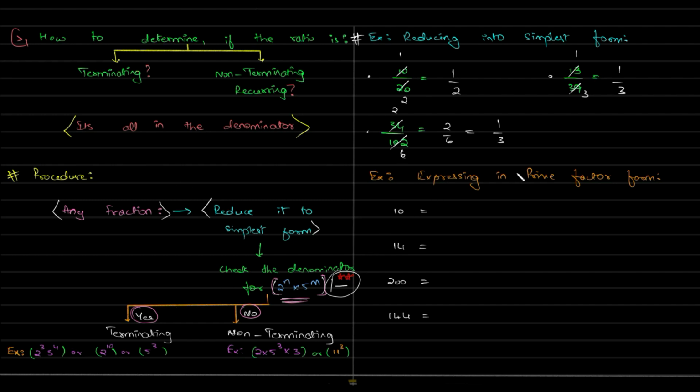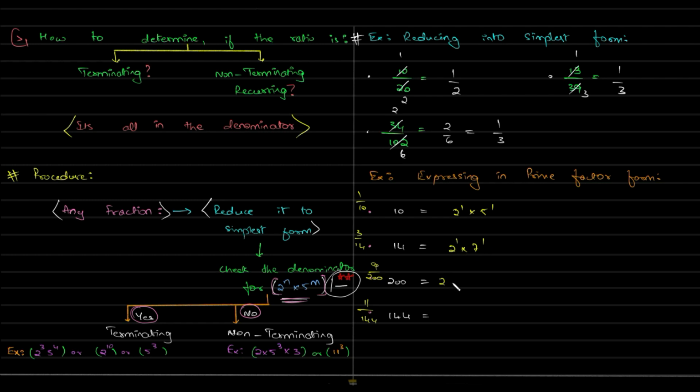First of all, let us express in prime factor form. I'll recall what expressing in prime factor form means. Say, for example, 1 by 10, 3 by 14, 9 by 200, and 11 by 144. All these are denominator values, and you need to reduce them into prime factor form. For example, here it is 2 to the power of 1 into 5 to the power of 1. Here it is 2 into 7.